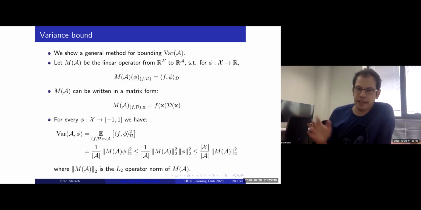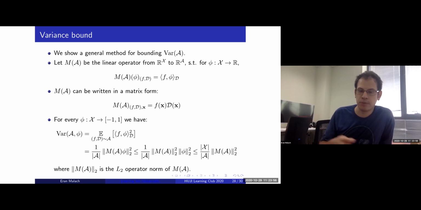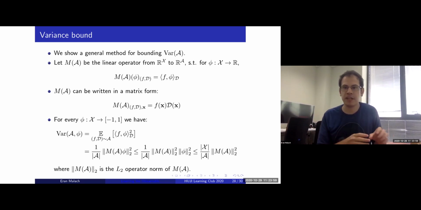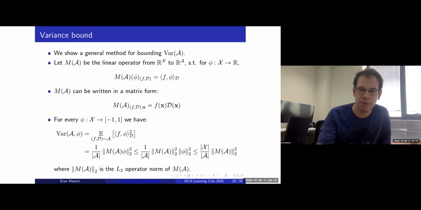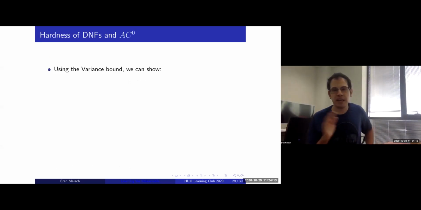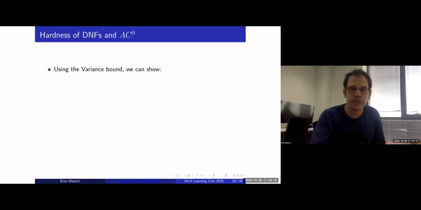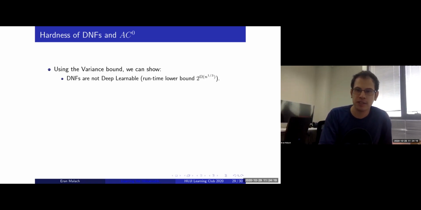And it turns out, again, it's a two-line proof, that the variance of this distribution family depends mainly on the L2 norm of this linear operator, on the operator norm of this matrix that we just defined. So we can identify a distribution family with matrices, and if these matrices have a low operator norm, then the variance is small, and so we cannot learn. Right, so this is basically the bound. And again, I won't give here all the details, but using this type of bound, we can show very interesting results.